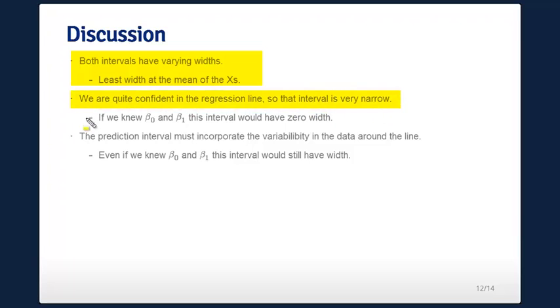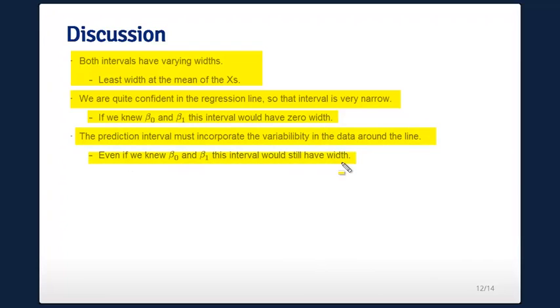In fact, another way to think about it is, if we actually knew beta naught and beta 1, this interval would have 0 width, right? We would know exactly what it is. However, the prediction interval must incorporate the variability in the data around the line. So even if we knew beta naught and beta 1, that interval would still have width, just the residual variance around the line. Okay, so that's why we get two different lines.